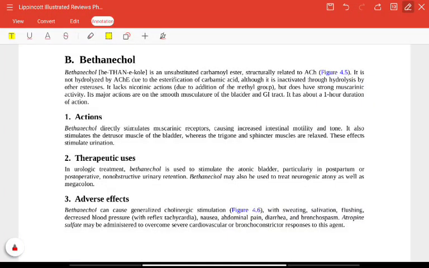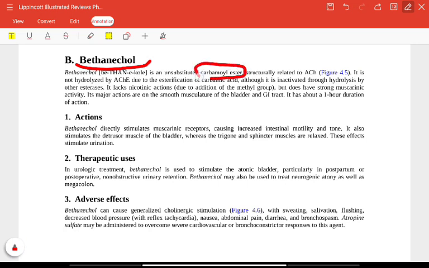Welcome to Pharmacology lectures. Now we are going to study about Bethanecol. It is an unsubstituted carbamoyl ester. Now you have to remember somewhat medicinal chemistry because it usually appears if you are appearing for exams, you have to remember these things.